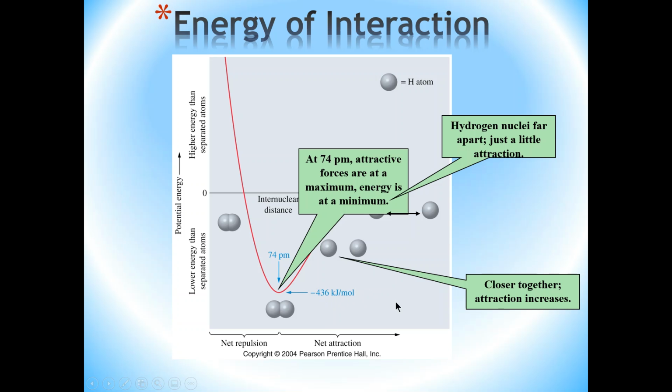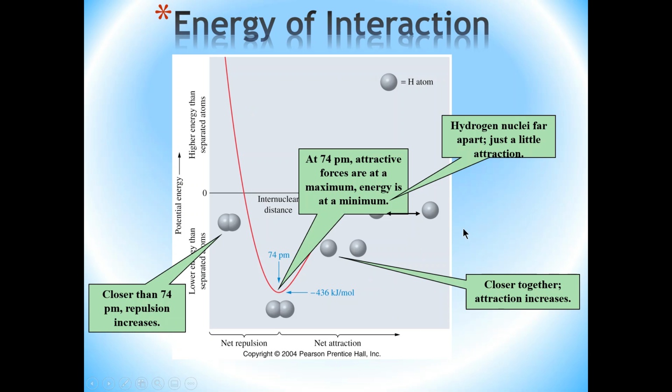What was found experimentally is that the distance between the two nuclei at this point is 74 picometers. Then if you try to press those two atoms closer to each other, you now have repulsive forces taking place, and of course the repulsive forces will be between the two nuclei. As you continue to push them closer, you'll notice that this part of the graph goes up. That means the energy of the molecule increases, and therefore it becomes less and less stable.